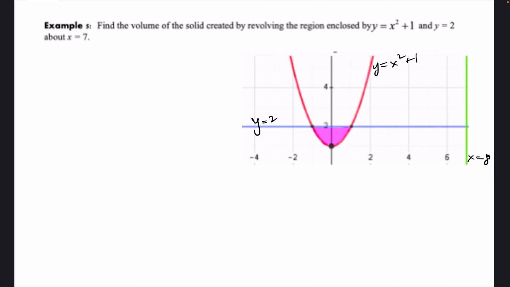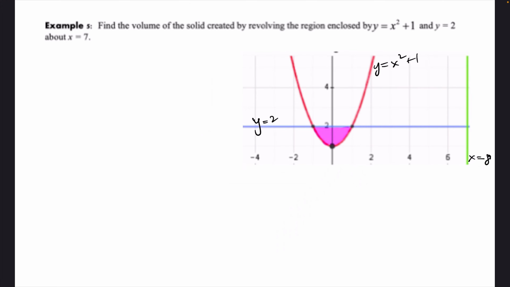Okay? X equals 7, right? Oh, 7. Yeah, you're right. Yes, I did it right, I just put it wrong. Thank you. Yeah, x equals 7. Good. Okay.